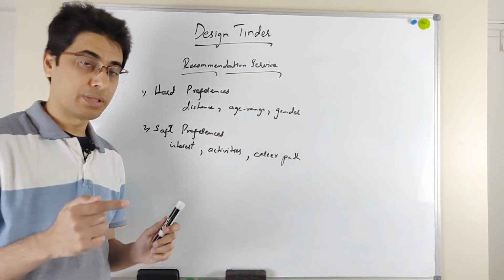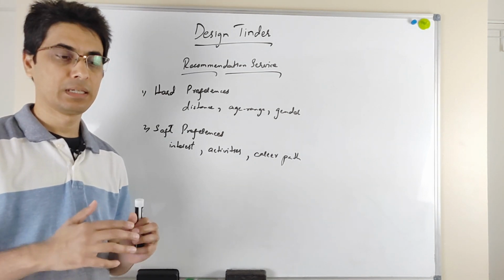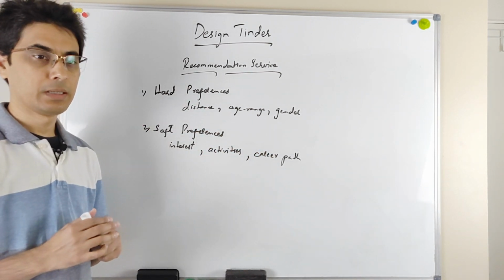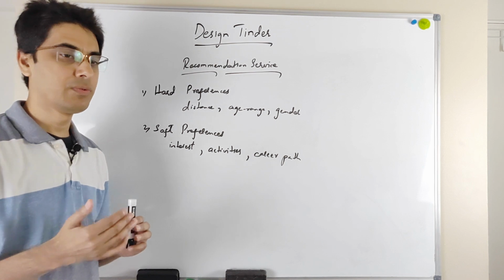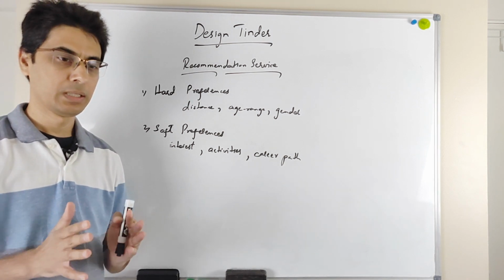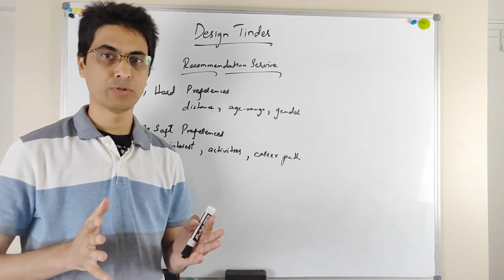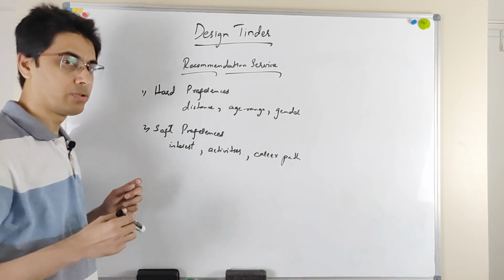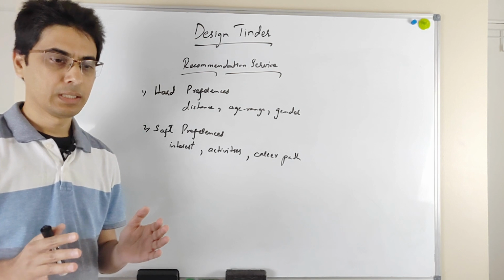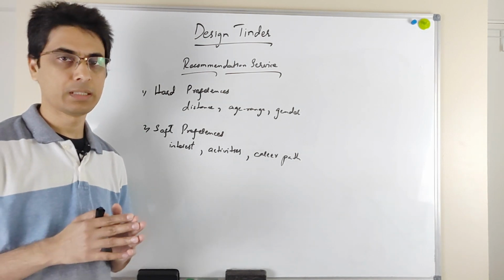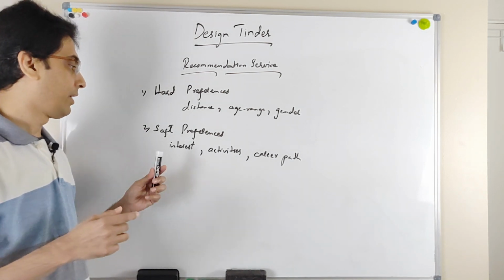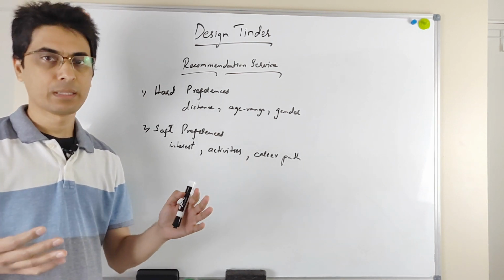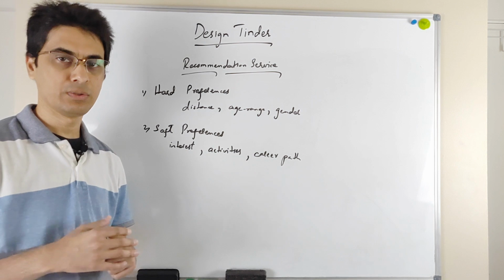They can be used to actually rank the user profiles that need to be shown to the user, but they cannot be used to actually exclude some profiles from being shown to the user. So again, the hard preferences are used to actually filter in or filter out the set of profiles that need to be shown to the user, while the soft preferences are only used to rank the profiles which need to be shown to the user.